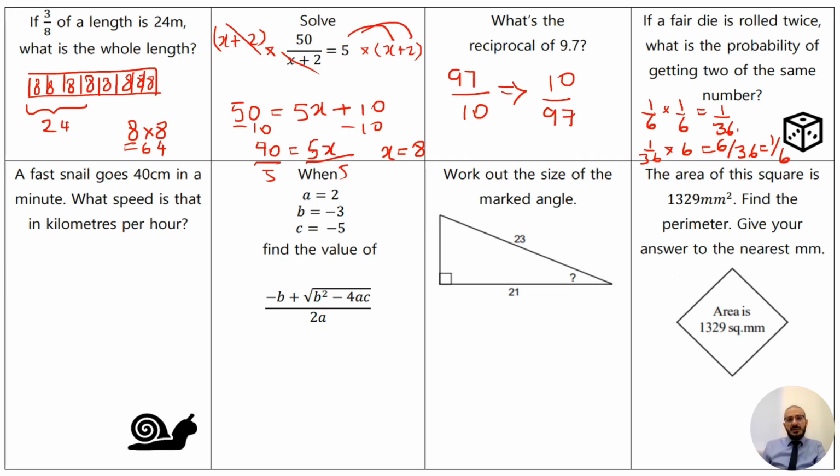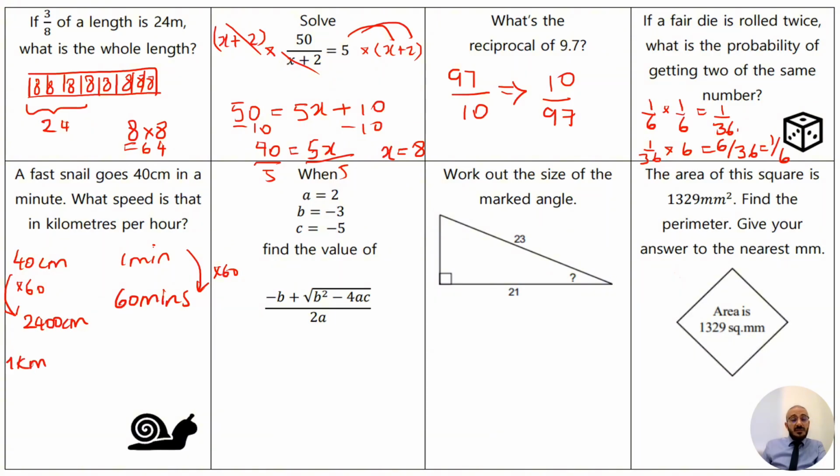A fast snail goes 40 centimeters in a minute. What speed is that in kilometers per hour? So if I know that 40 centimeters would be for every minute, in order for us to be able to find out what it is in an hour, we need to find out 60 minutes. So I'm going to write down 60 minutes. So 1 goes to 60, so we times by 60. That's 2,400 centimeters for 60 minutes.